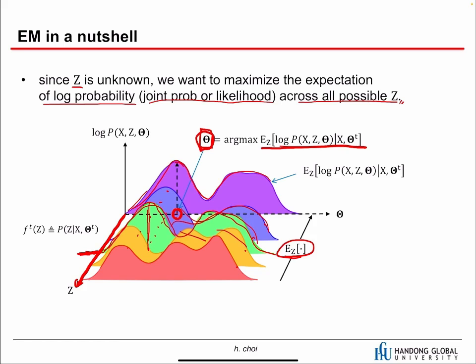If we pick the best z, let's say the best z is here, then if we maximize this one, the best theta would be around here. So that's the difference between the EM algorithm and other alternative optimizations.